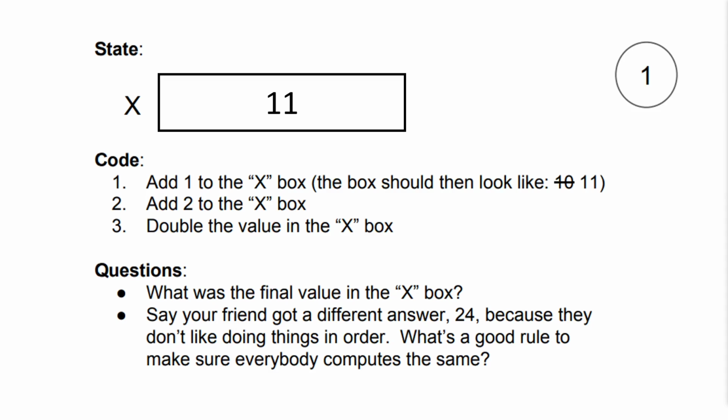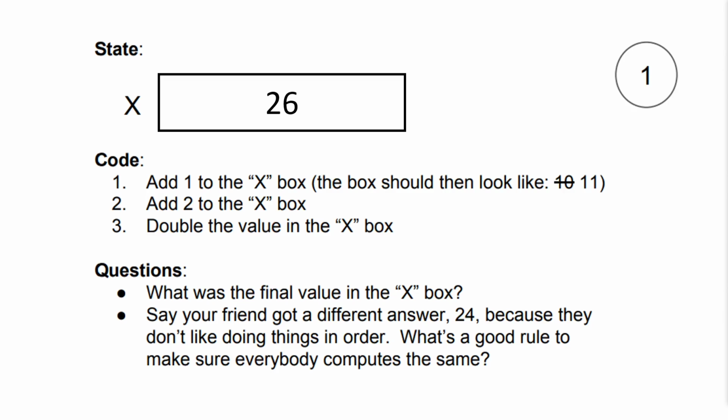Next, I'm going to add 2 to the X box. All right, so it says 11. I add 2 to that. I'm going to get 13. And then finally, I'm going to double the value in the X box. So 13 times 2 is 26. All right, there we go. Final answer.